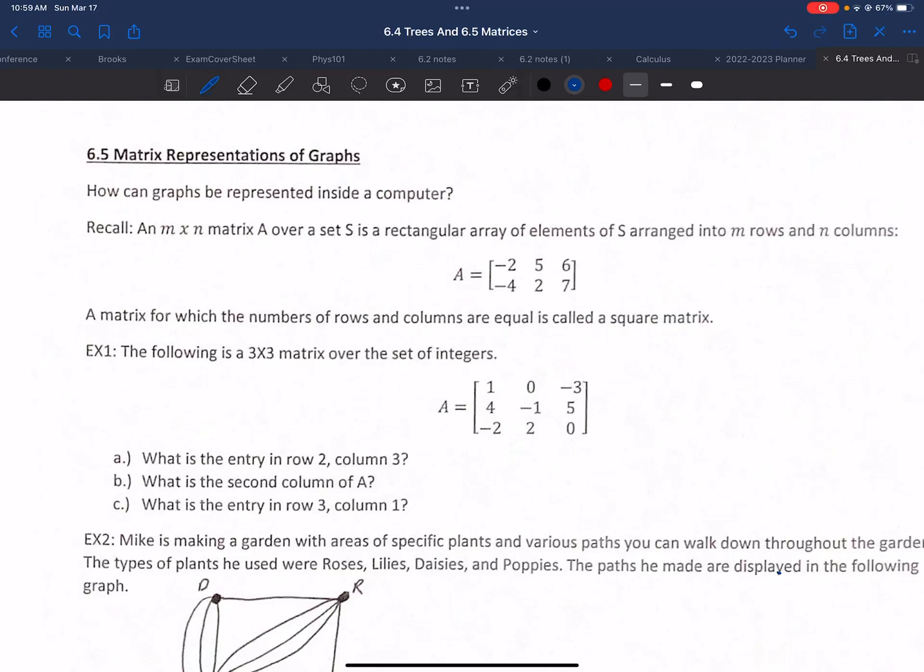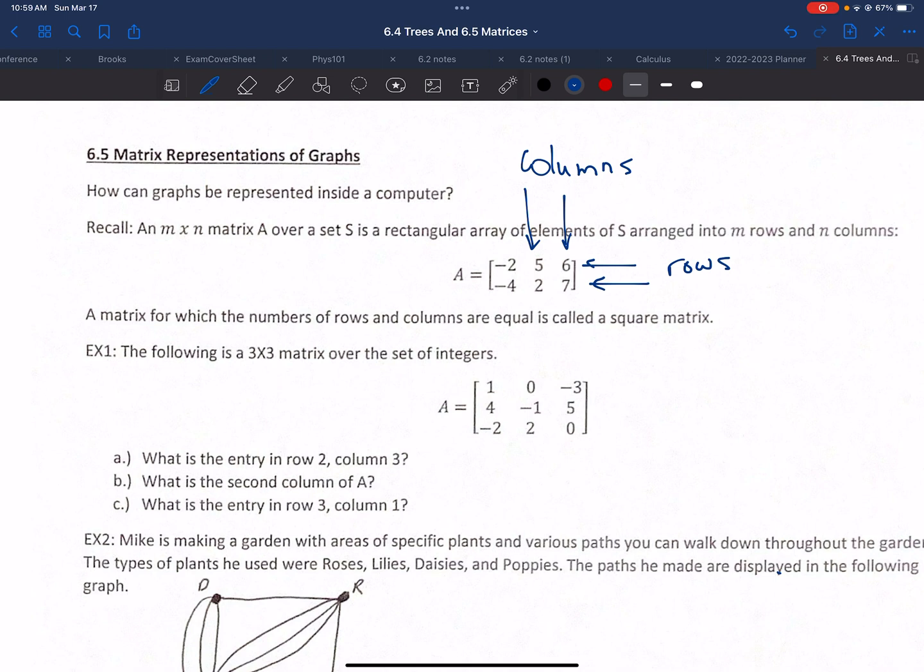Now we're getting to the part where we're representing our graphs with what's called a matrix. And a matrix is very much, if you think of it, almost like a spreadsheet, but it's in brackets. So here on the side, these are called our rows. And then coming down here are our columns, just like you have in a spreadsheet. You have rows and columns.